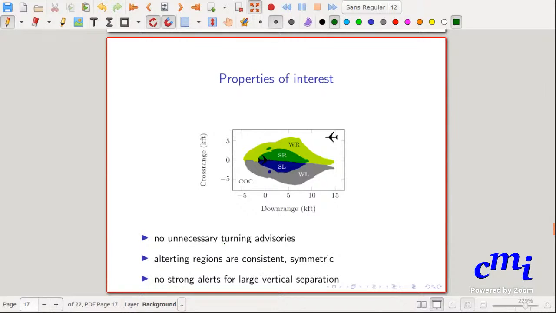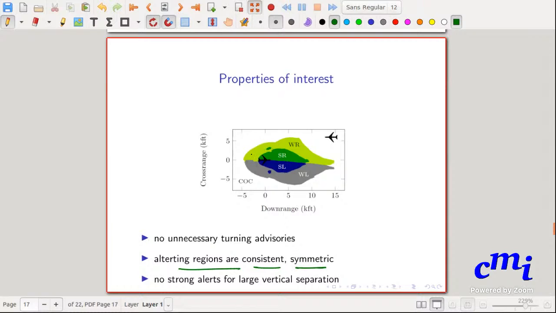So they tried to experiment with these things, and the properties that they looked at was that there were no unnecessary turning advisories. When the ship was not supposed to turn, you don't advise it to turn. And then also, some interesting things that you can observe, that the alerting regions are consistent and symmetric.